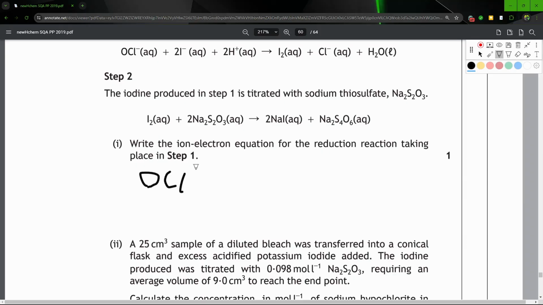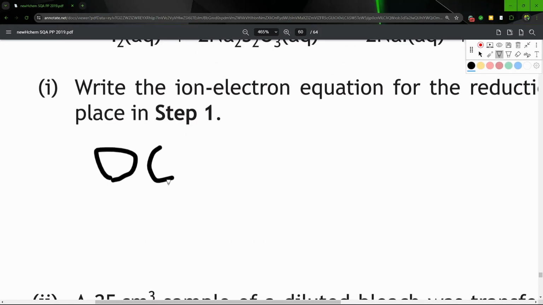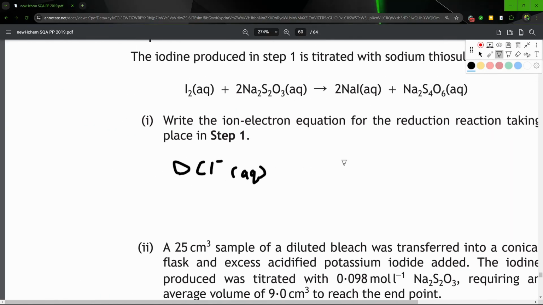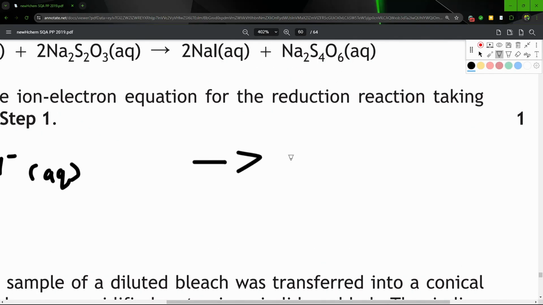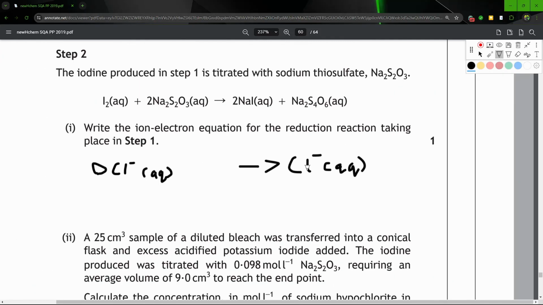So we know that it's OCl-, and then we have to put in state symbols. Okay, state symbols are not required, but also I'm going to write them in anyway because I'm very cool and write state symbols for everything. Just kidding, I don't, but here we are. So then it goes to Cl minus. So when you're doing this, there we go.